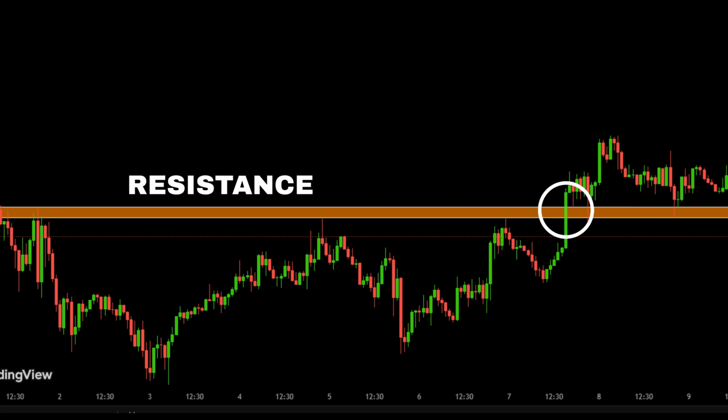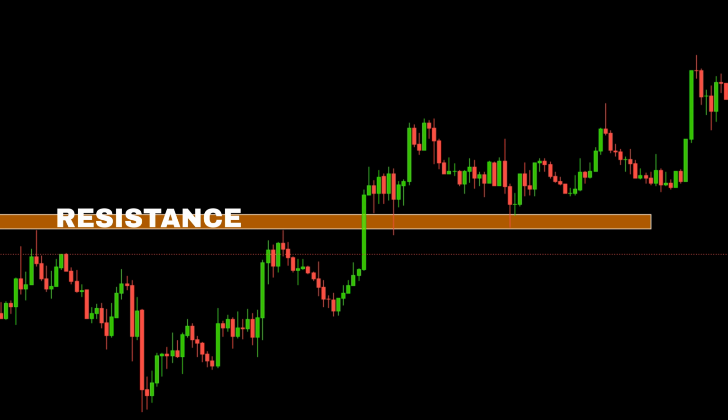Now, this is the most important part of the story. A true professional doesn't just act on the breakout. They wait for confirmation. What happens next? The price doesn't just shoot to the moon. It pulls back and comes down to test that same yellow zone again. But here's the magic. The old ceiling has now become a new floor, or support.